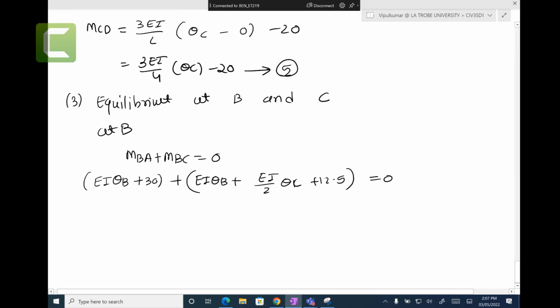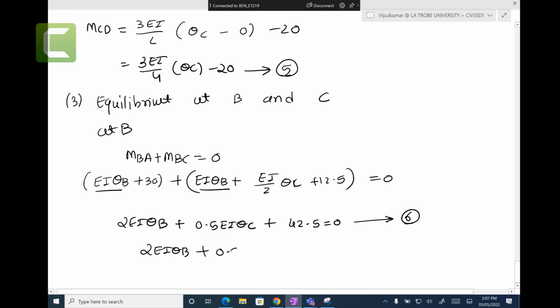If I collect the like terms, 2 EI theta B plus 0.5 EI theta C plus 42.5 equals 0. Let me write it in that format: 2 EI theta B plus 0.5 EI theta C equals minus 42.5. Let's call this equation number 6.